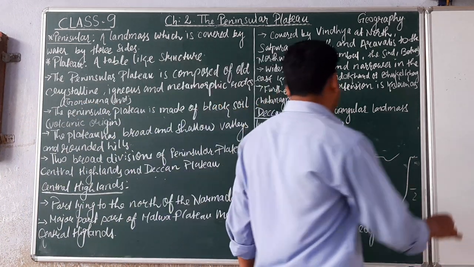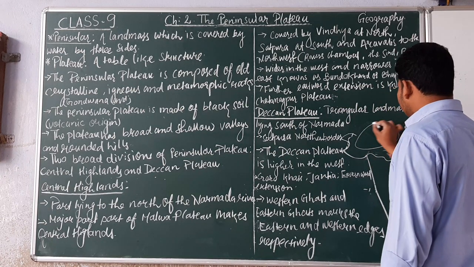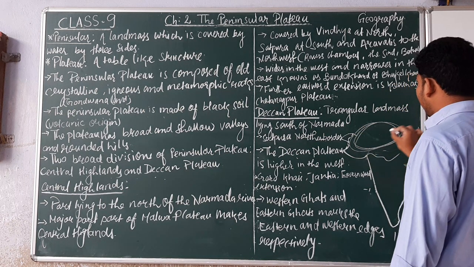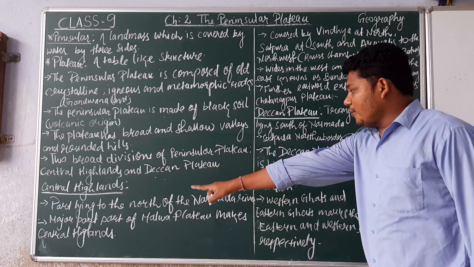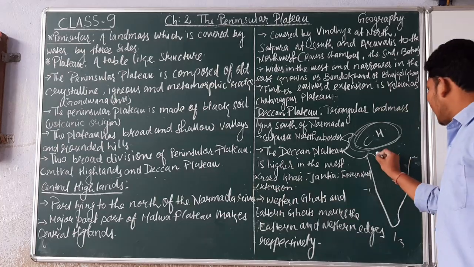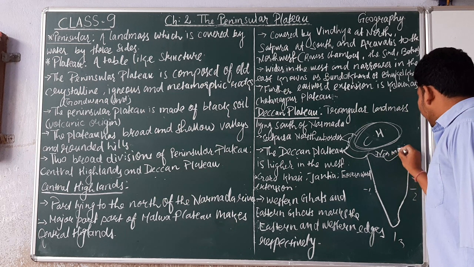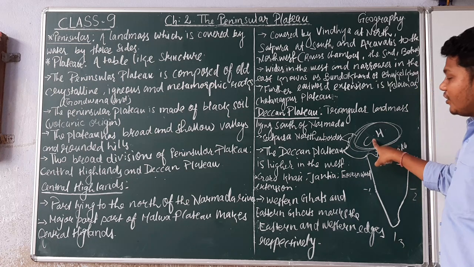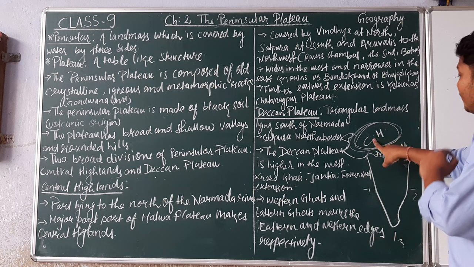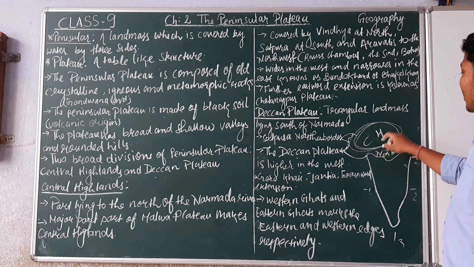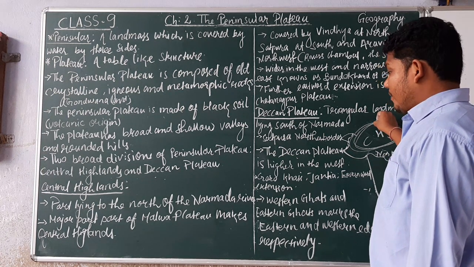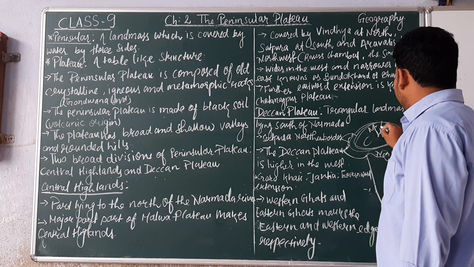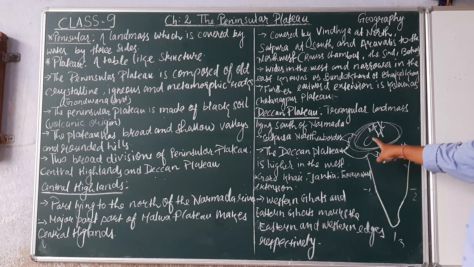I will tell you where the Central Highlands lie. This part is the Central Highlands, or Malwa Plateau. The major part lies north of the Narmada River. This is the Narmada River, and towards the north of it we have the Central Highlands. This Central Highland is divided into two parts: the Malwa Plateau and the Chota Nagpur Plateau.